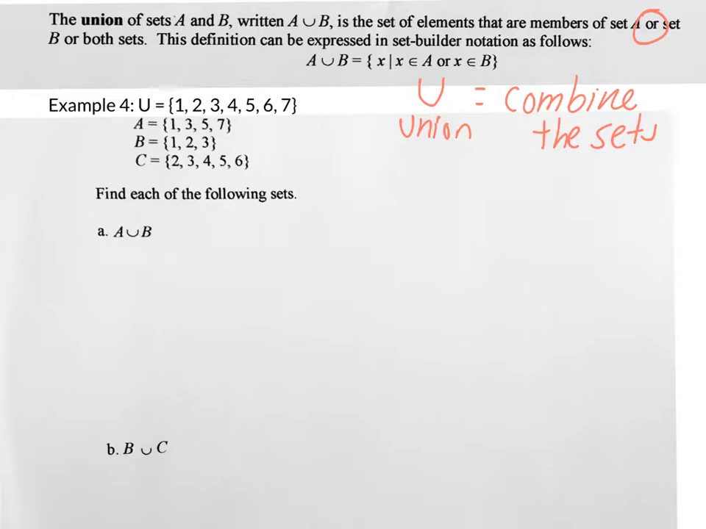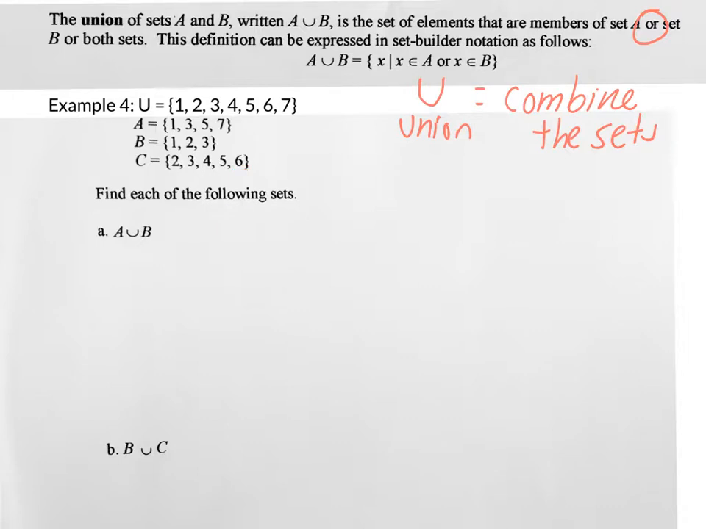So trying it, looking at example 4, the universal set is going to be the numbers 1 through 7 again. Set A is 1, 3, 5, 7 again. Set B is 1, 2, 3. Set C is the set with 2, 3, 4, 5, 6. And we're going to find each of the following sets.